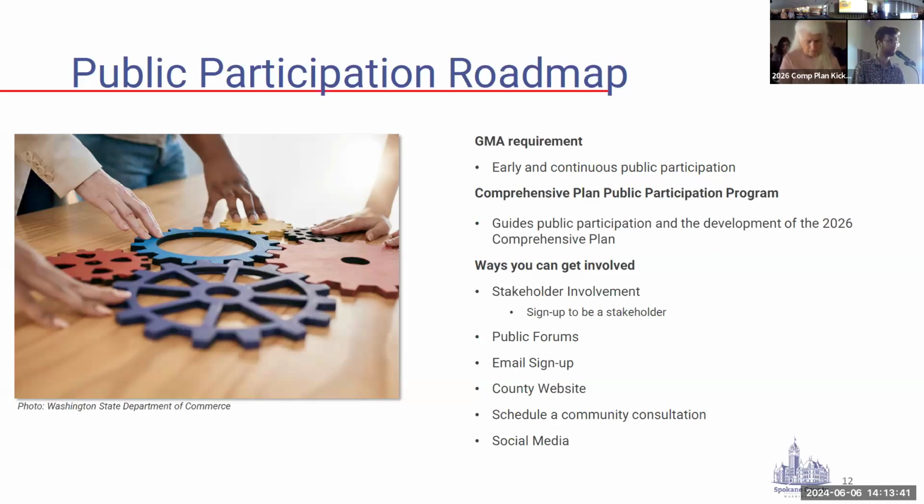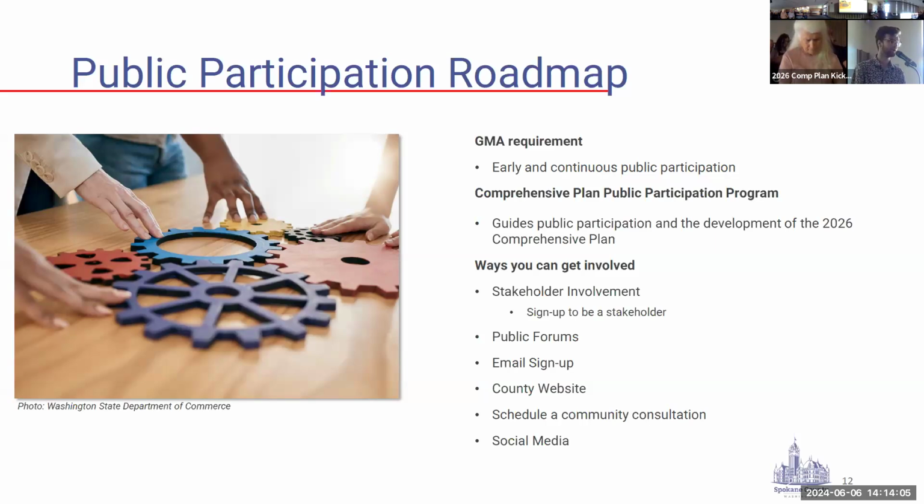So what's one of the best ways in which you can be involved right now? I recommend that you go on our website and send us an email to join our stakeholder list. Stakeholders represent different groups and can help show your vision and your values and collaborate with county staff on these important policy and decision-making opportunities.